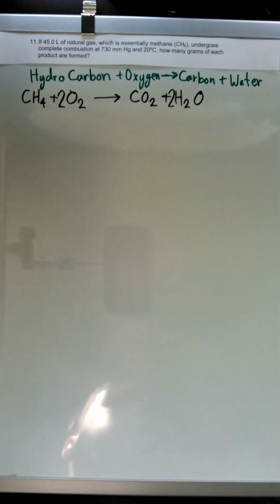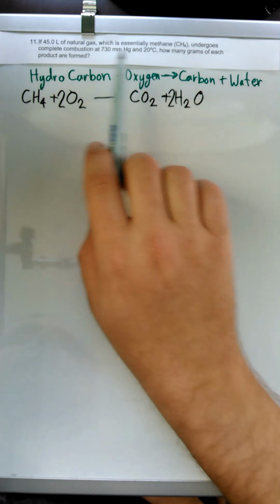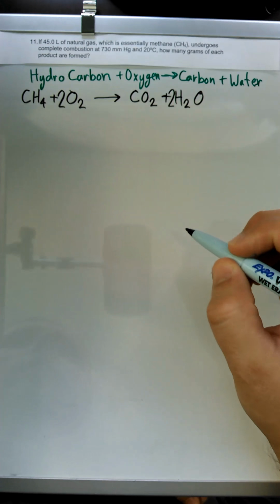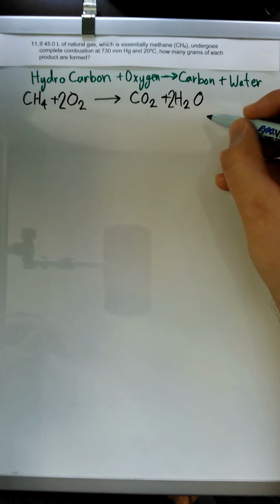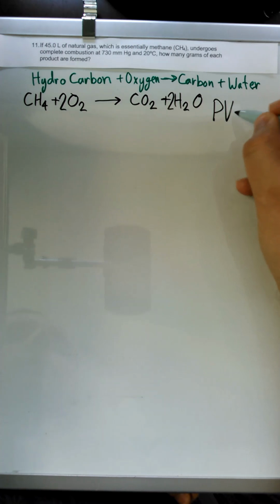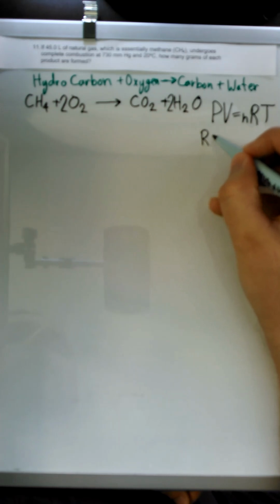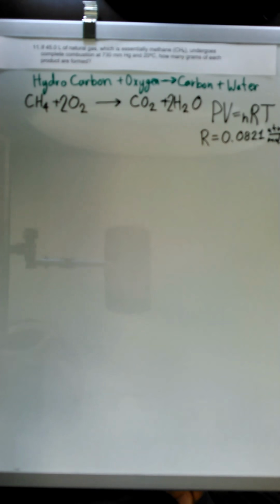Okay, so let's look at the rest of the problem. We're given a volume of natural gas, a volume of methane. So we're going to be using the ideal gas law. Just go ahead and write that here as a reminder. PV equals nRT. We know R is always equal to 0.0821 atmosphere liter per mole Kelvin.